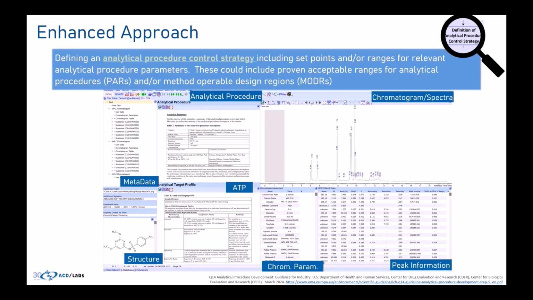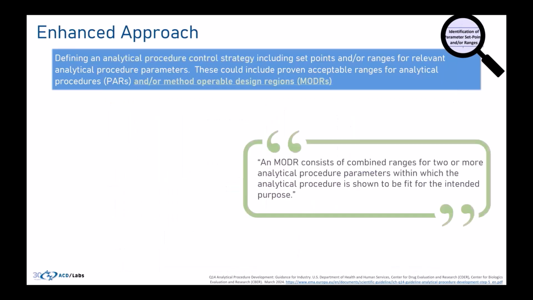So the second part of this one is looking at the method operable design region. An MODR consists of combined ranges for two or more analytical procedure parameters within which the analytical procedure is shown to be fit for intended purpose. This is the definition from ICH Q14.